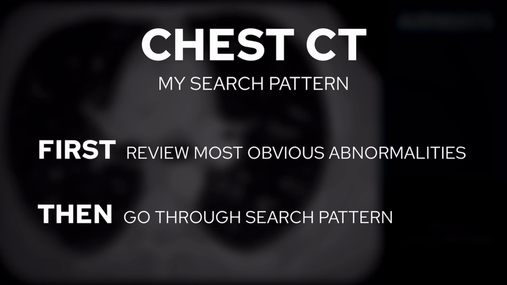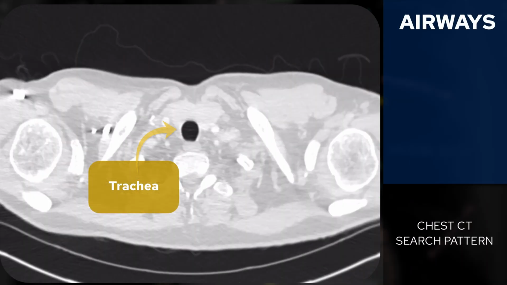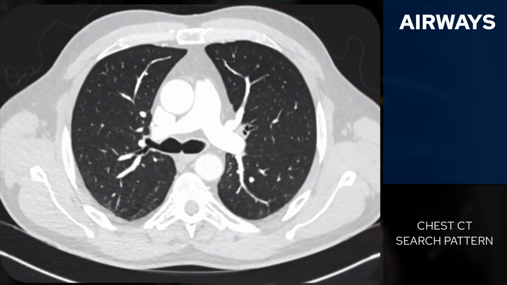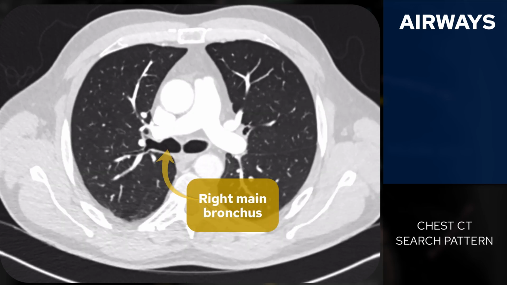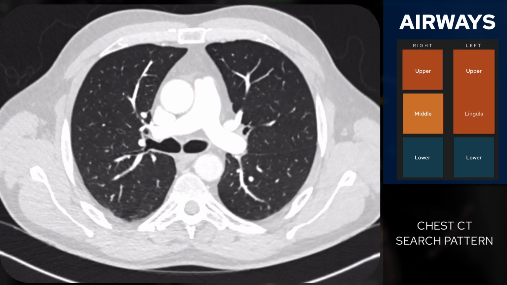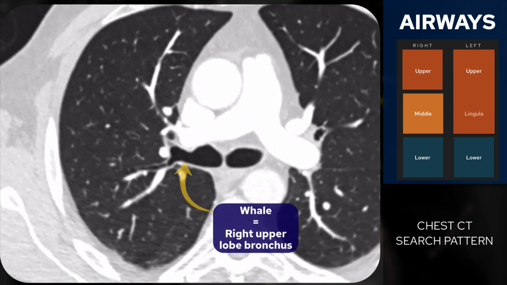So the first thing that I'm going to do is look at the airway. We're going to start with the trachea, which I can see just over here as this black circle in the middle, and we're going to follow it down, and that should branch off into the right and left main bronchus. So I can see the right side over here and the left side over here. The right side, you've got 3 lobes rather than the left where you've got 2. So on the right, I can see this whale shape coming off here.